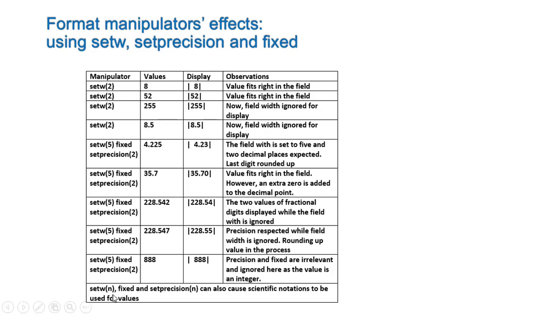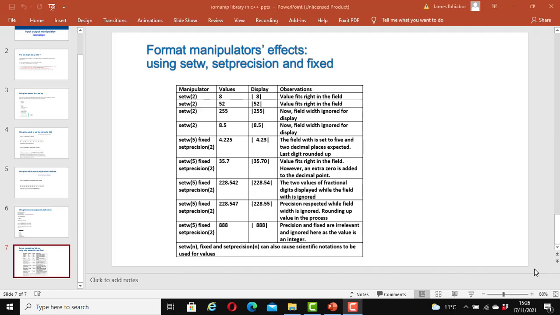So the setw, fixed, and setprecision can also cause scientific notation to be used for values. Sometimes this depends on the compiler version. You would definitely need to know about the iomanip library if you are going to be doing mathematical, statistical, engineering, data analysis, or scientific work in C++. In a nutshell, you really need to know about it as a C++ programmer. Now, with that said, let's look at some practical examples of iomanip and its functions in C++.